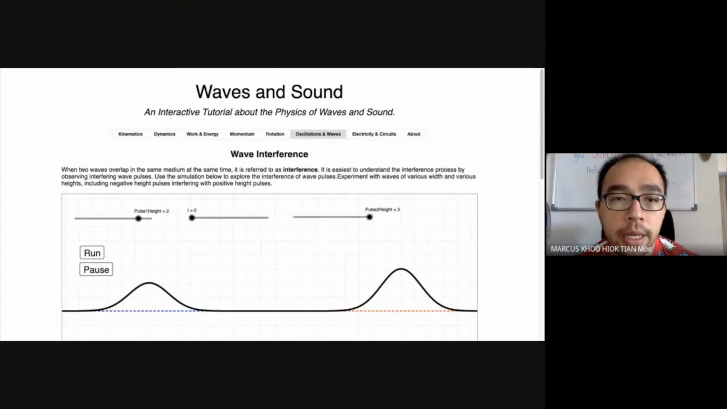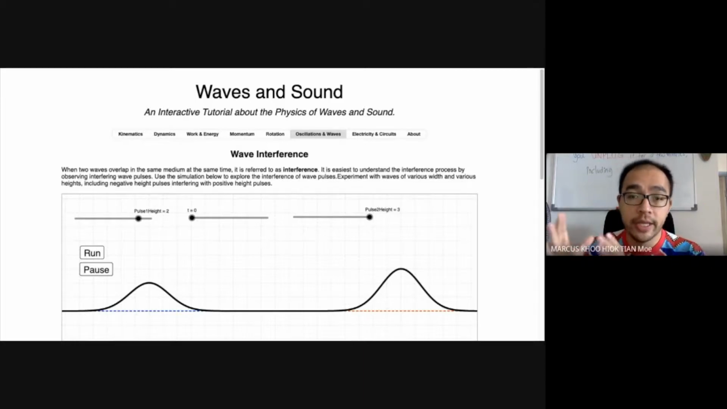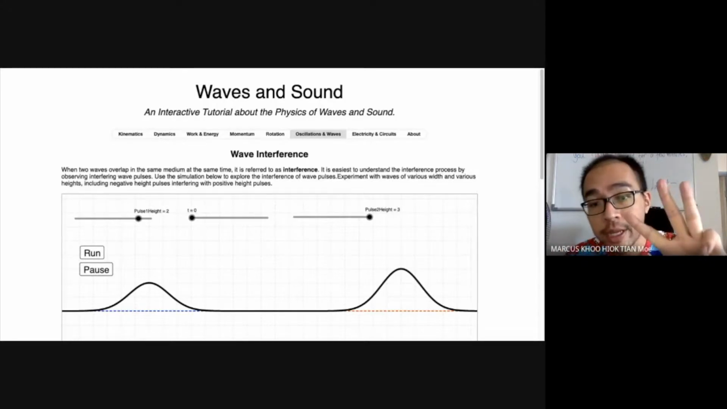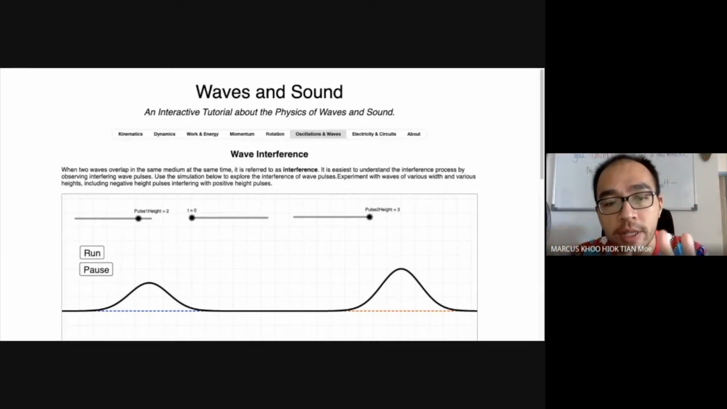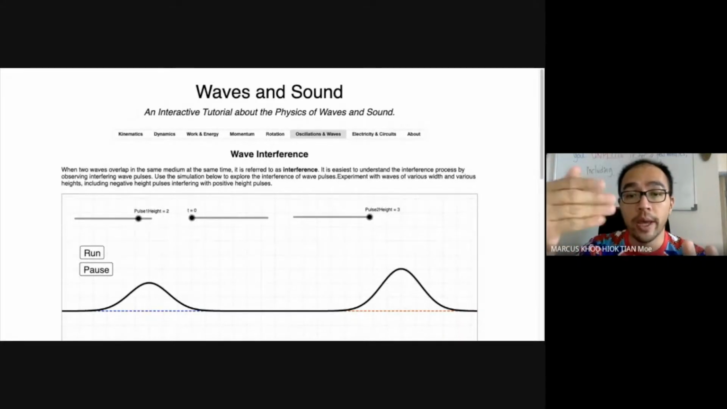So today we're going to talk about the final phenomenon, which is wave interference, interference of waves. So far we have learned 3 out of the 4. The first one is reflection, go and come back.